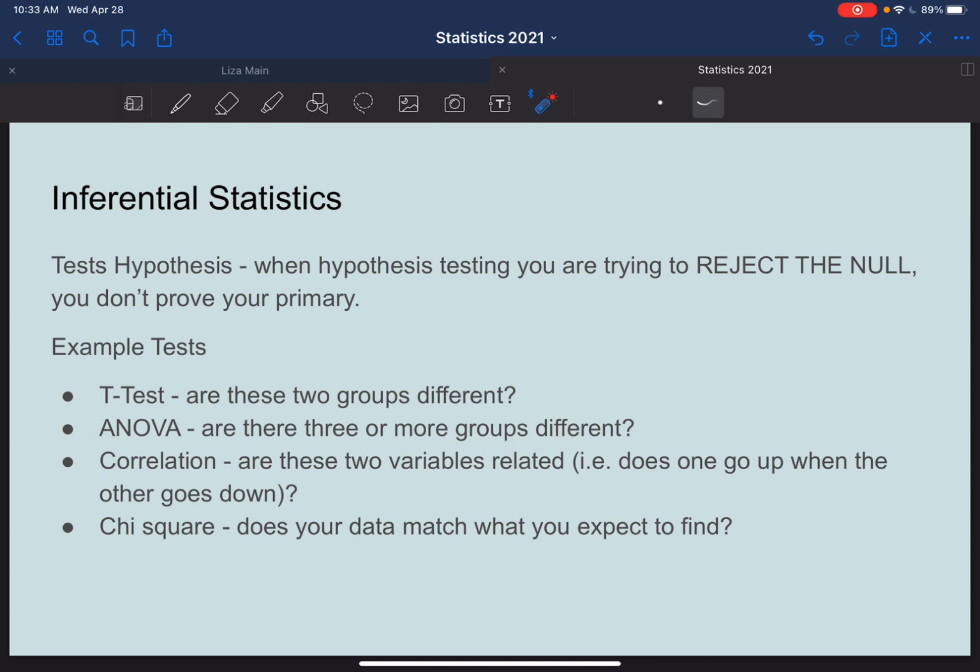Please don't look up ANOVA. If you look up the ANOVA test, you're going to quit science because you think it's terrible. But nobody ever calculates ANOVA by hand. It's always done in a computer. I will show you how to do that.